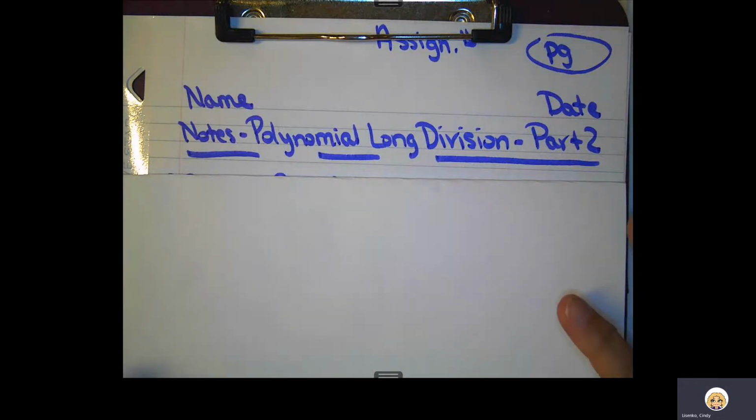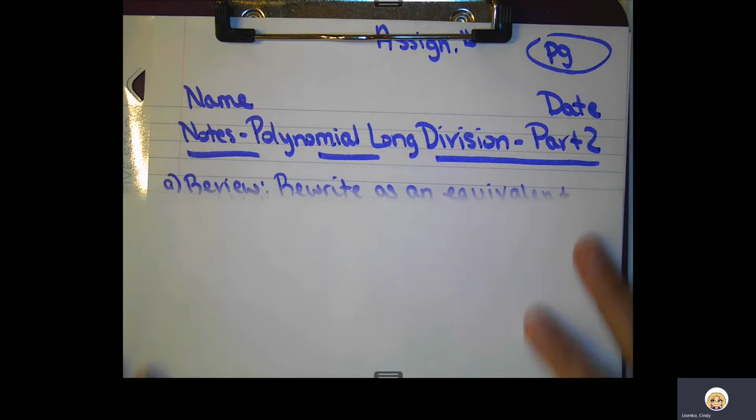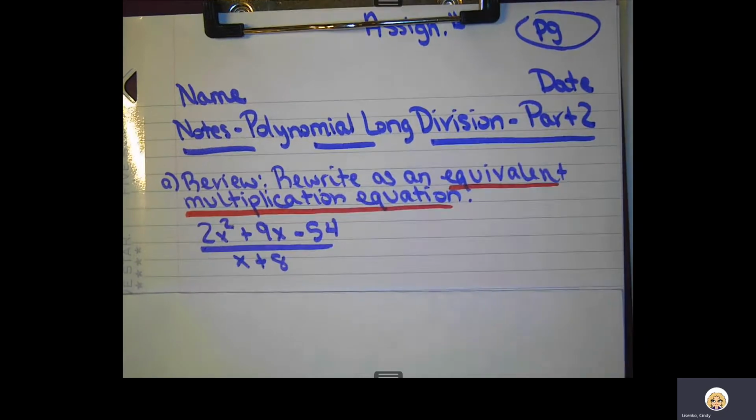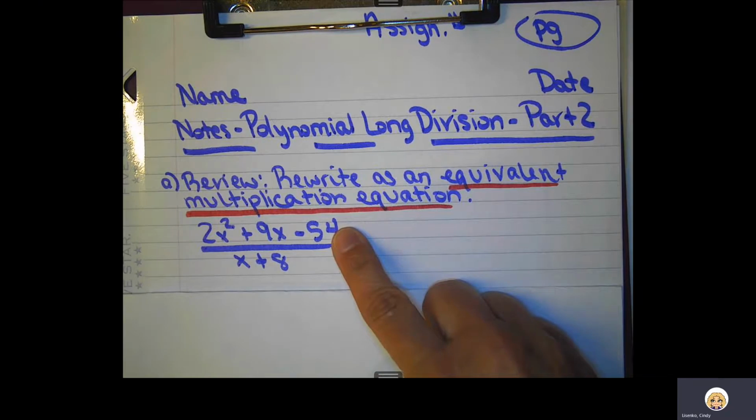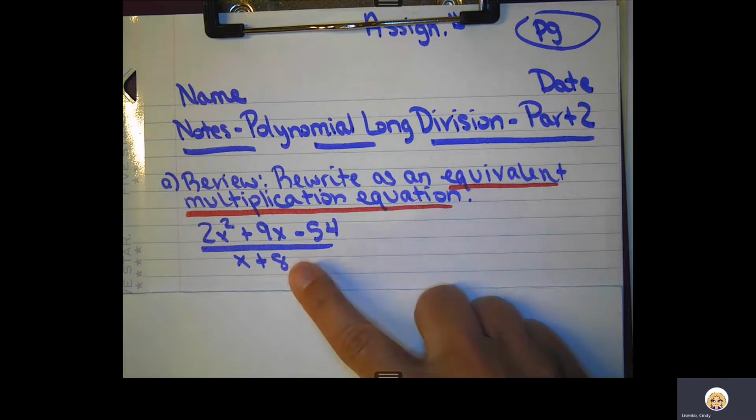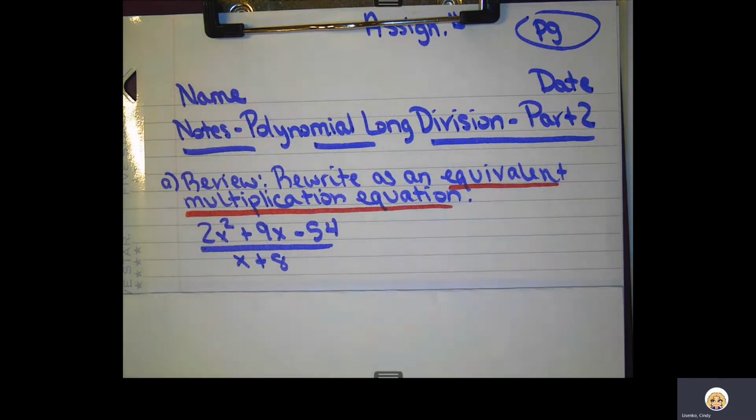We're going to start off with a review from the last lesson and hopefully clarify it a little bit better. Here's going to be our example, so I'll give you a second to copy that down. This is a review from the last lesson. It says rewrite as an equivalent multiplication equation. So while you're writing this down, what we're going to do is use long division to divide this top polynomial by the bottom. And then when we're done, we're going to rewrite the top as an equation saying that it equals x plus 8 times whatever the quotient is, whatever we get when we divide.